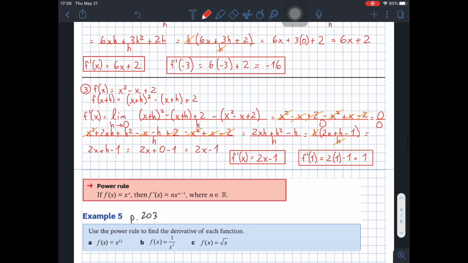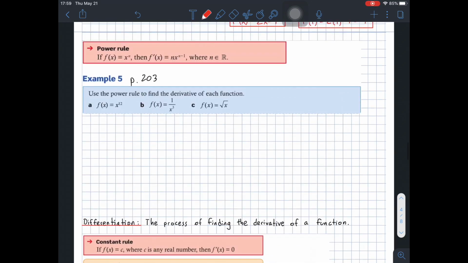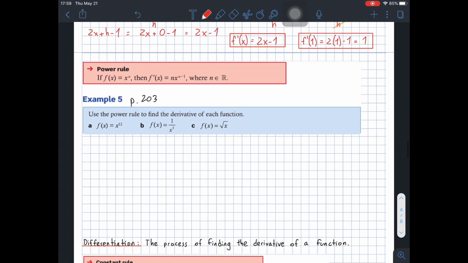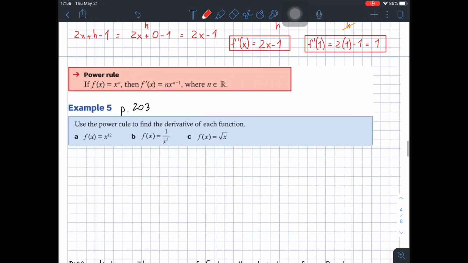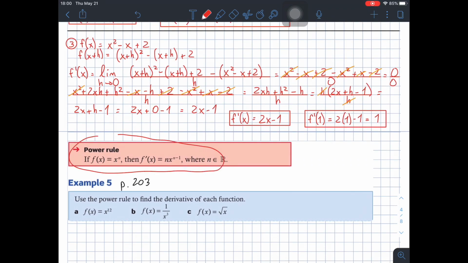Okay, so that is what is explained here. Let me see how we're left with some. Okay, I think I'm gonna finish with this example, and then we're gonna leave the rest for another class. Okay, here is where the power rule comes from.